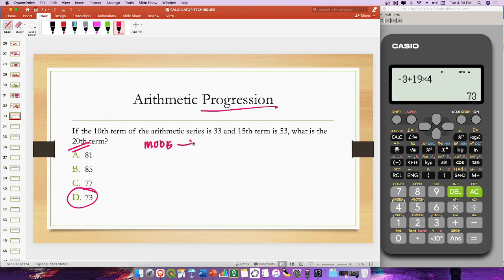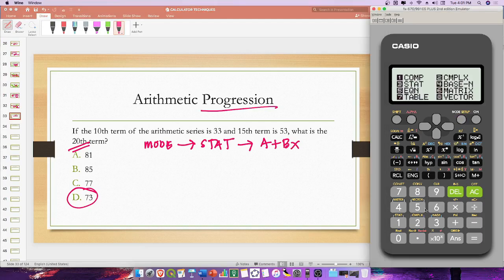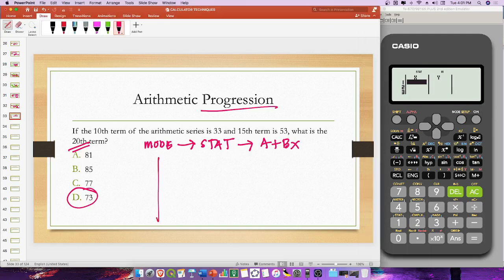Okay, I will write it here. Mode, then stat. Then select stat, then select a plus bx. Okay, that's the linear equation. And then input the values. That's right. Mode, stat, that's 3. And then we will select a plus bx, and we will input two values. Now, in your table, take note, this is your x and y.